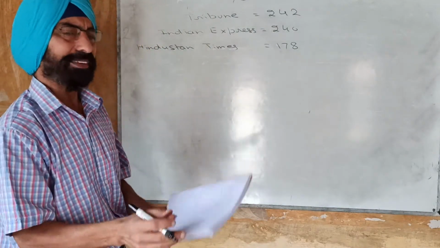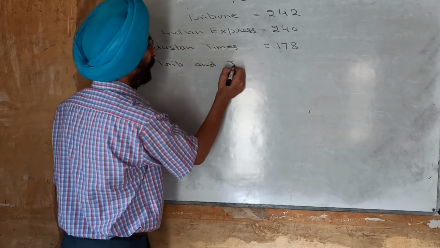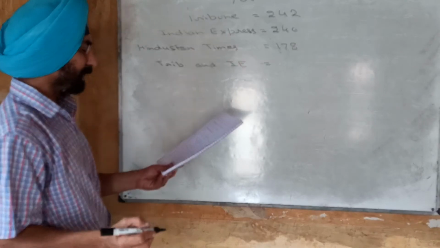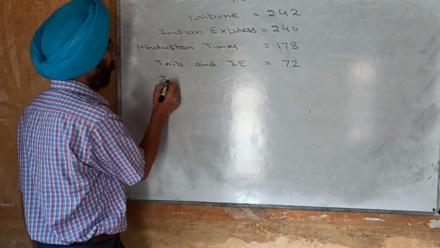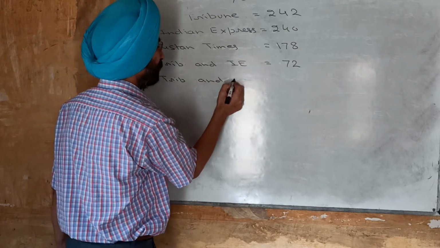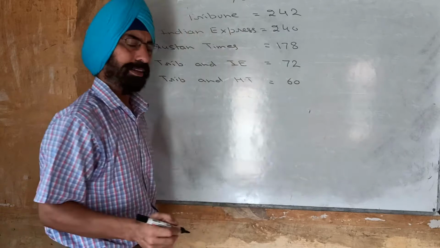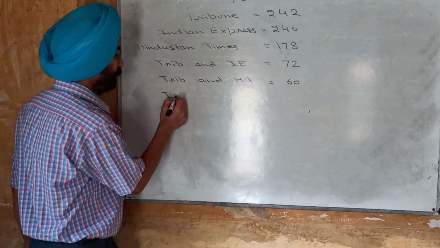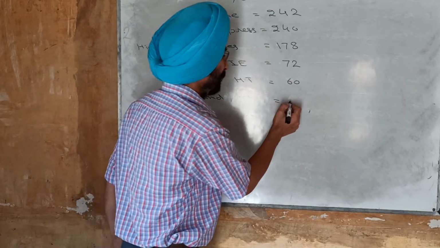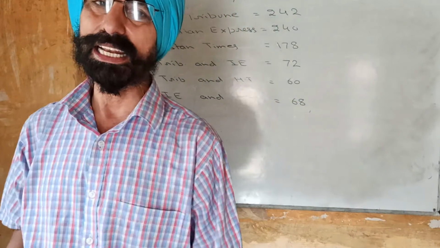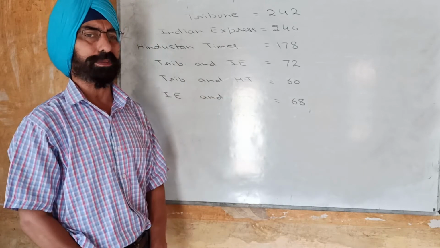There are families who read Tribune as well as Indian Express, and such number of families is 72. There are families who read Tribune as well as Hindustan Times, and the number of such families is 60. There are families who read Indian Express as well as Hindustan Times, and the number of such families is 68. Now, the question is, how many families are there who read all the three newspapers?